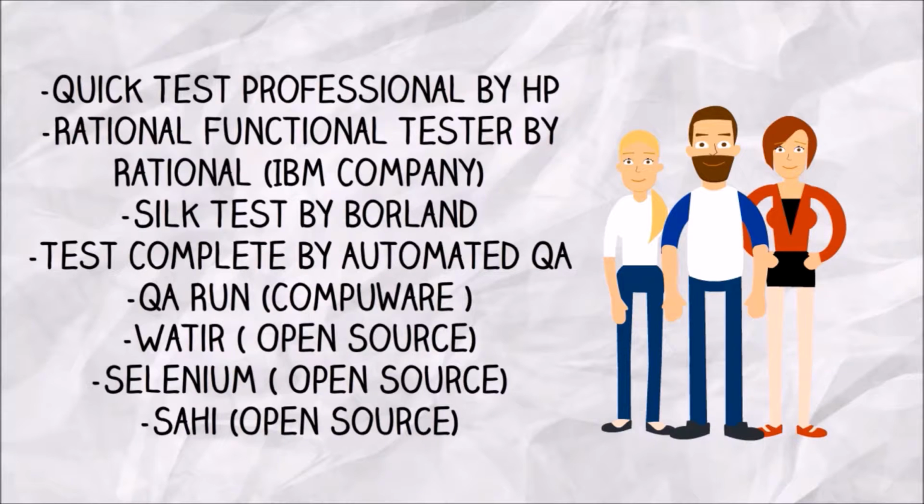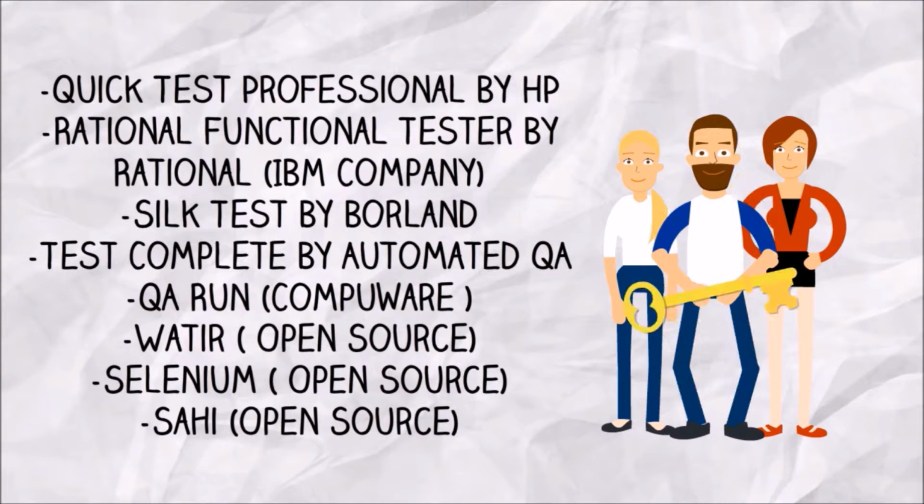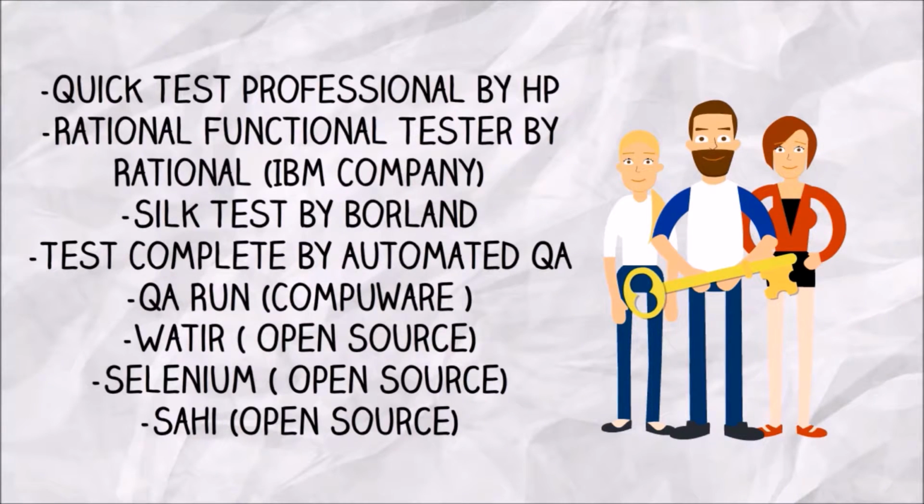Different automation software or tools. First one, Quick Test Pro, also called QTP. It is Quick Test Professional by the company HP. Rational Function Tester by Rational, which is an IBM company. Silk Test by Borland. Test Complete by Automated QA.